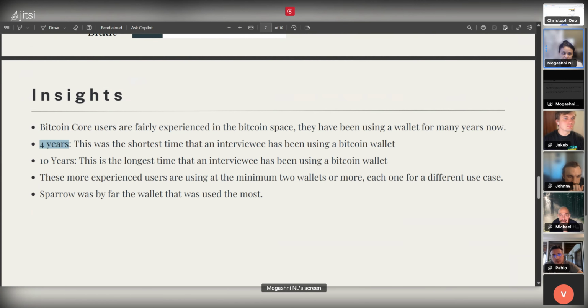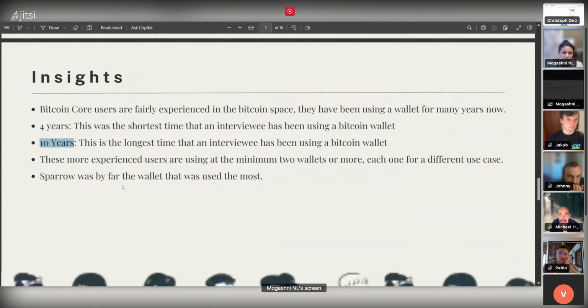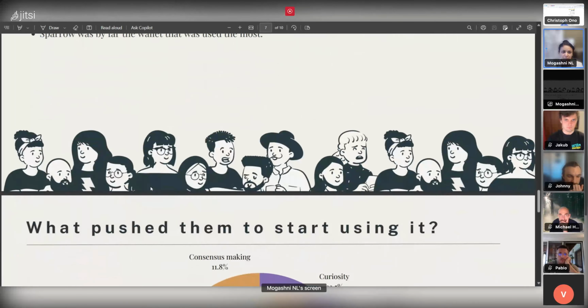The shortest time was 4 years, which is still not a short time really. And the longest time they've been in the space is 10 years. Sparrow is the most popular. So here we go.